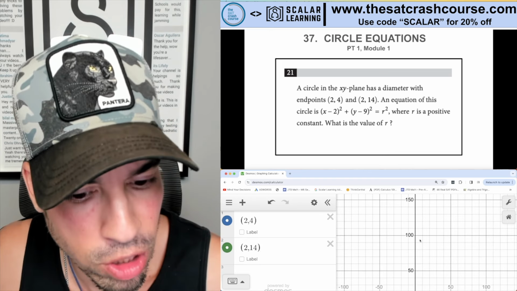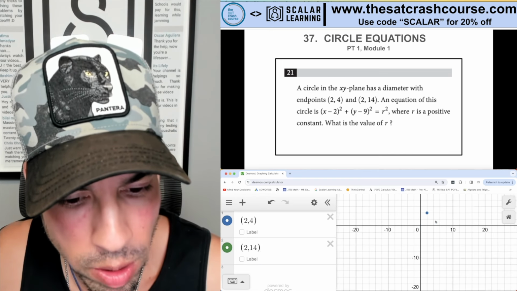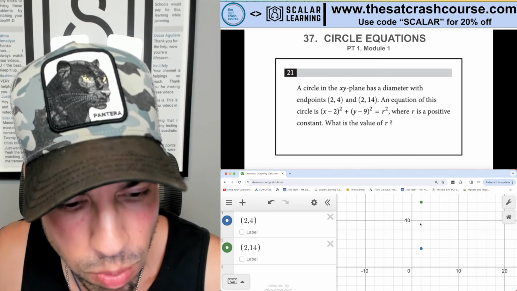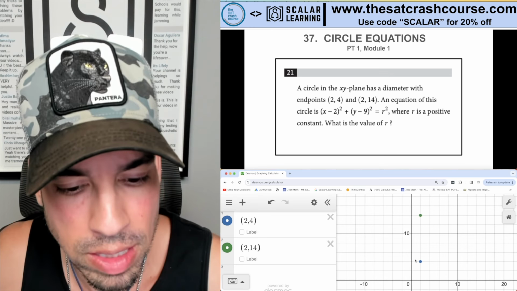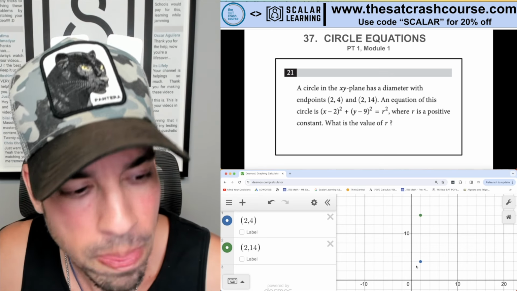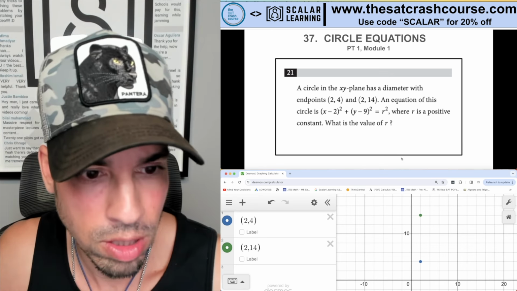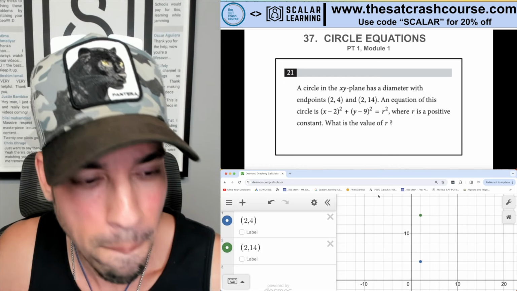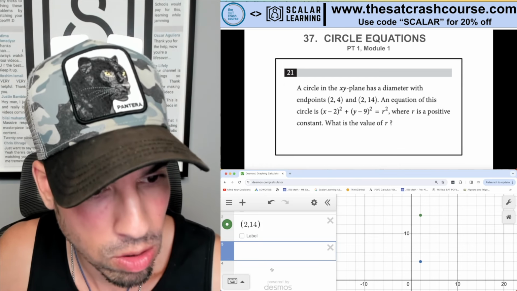And actually, wait a minute. This is pretty straightforward now that I think about it, because we can quickly calculate the diameter because these two points are right on top of each other. So we can find the distance between these two and then take half of that. That's the radius, right? That's what we're trying to find. That's r. But let's pretend we didn't even know that, all right?